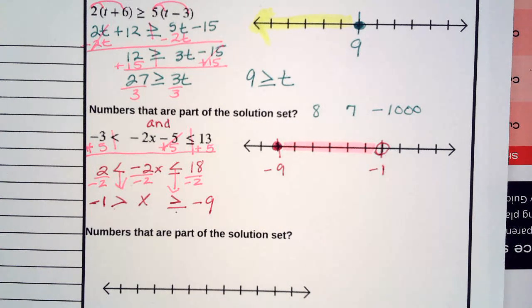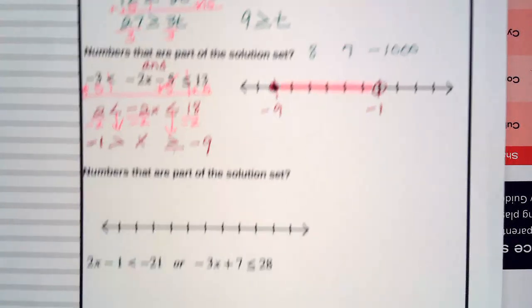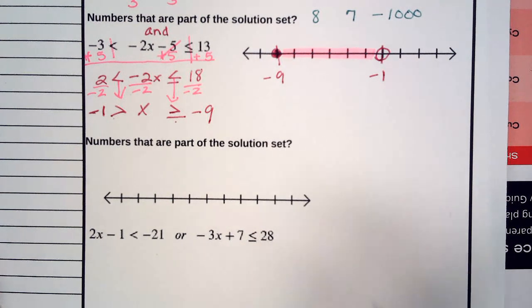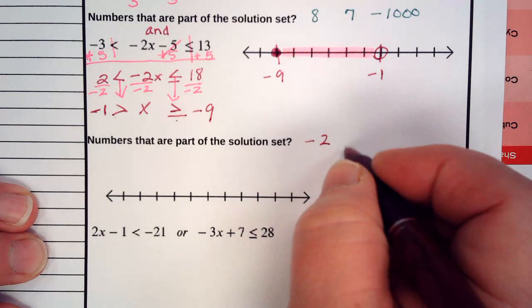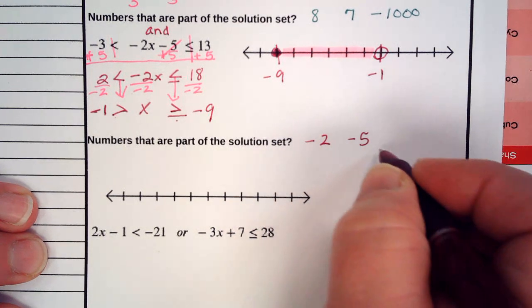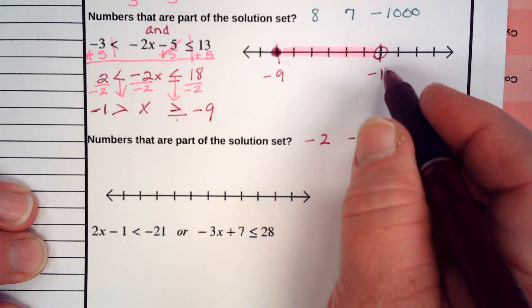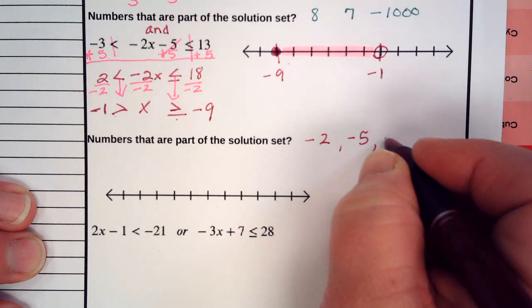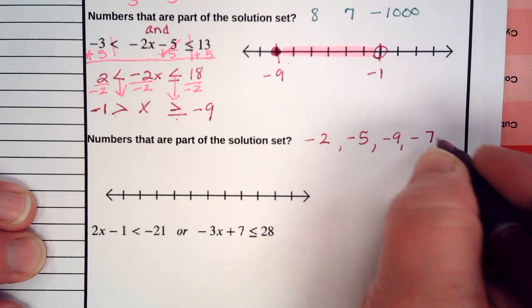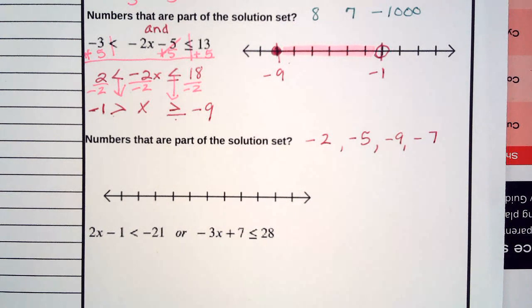So, what numbers are part of the solution set? Well, these will be ones like negative 2, maybe negative 5. We could actually add negative 9 because it is part of the solution set. Negative 7 would also be, so there's a lot of numbers. And then you could go to negative 2.5, negative 2 3/4. So there's still an infinite number of solutions.